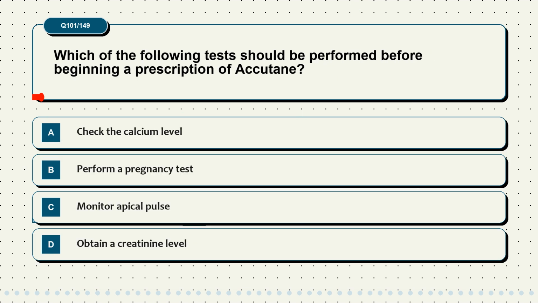Question 101. Which of the following tests should be performed before beginning a prescription of Accutane? Here are the options. Option A. Check the calcium level. Option B. Perform a pregnancy test. Option C. Monitor apical pulse. Option D. Obtain a creatinine level.